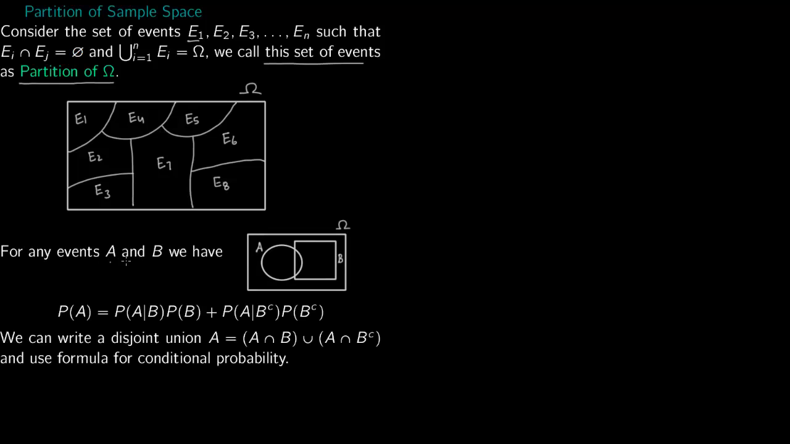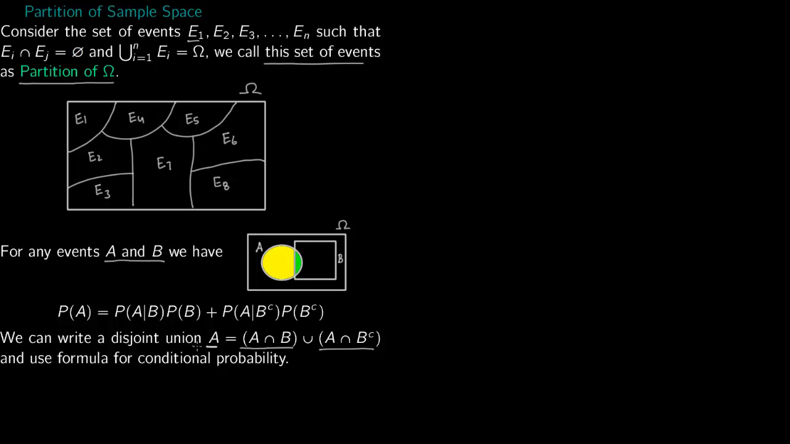For any two events A and B, you can partition set A in terms of set B. Let us see this. The entire sample space is omega, and you can write this set A as the disjoint union of A intersection B and A intersection B complement. A intersection B is this small portion right here, which we have colored in green. This is a part of set A, and A intersection B complement is this portion in yellow.